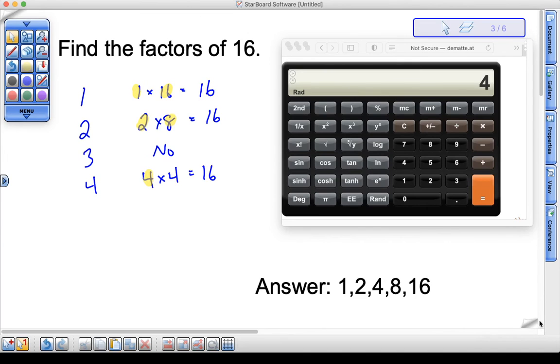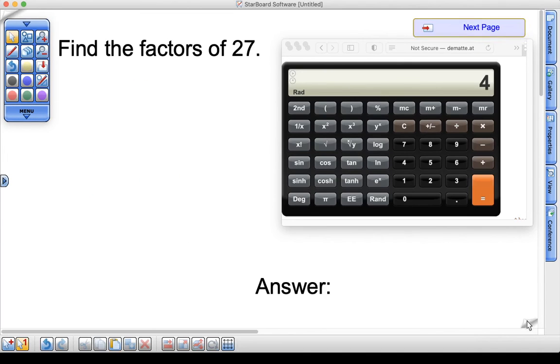All right, we have 2 more to go. Finding the factors of 27. All right, so for this one, I'll start out by writing out my number here.